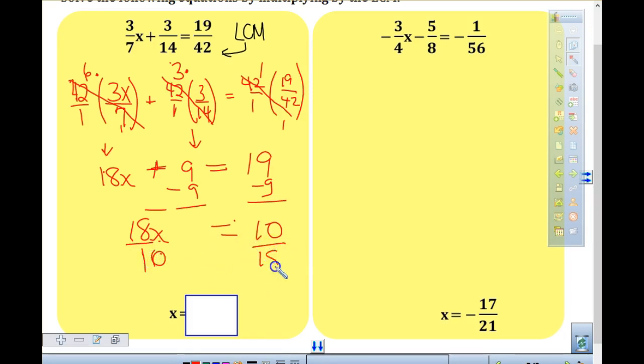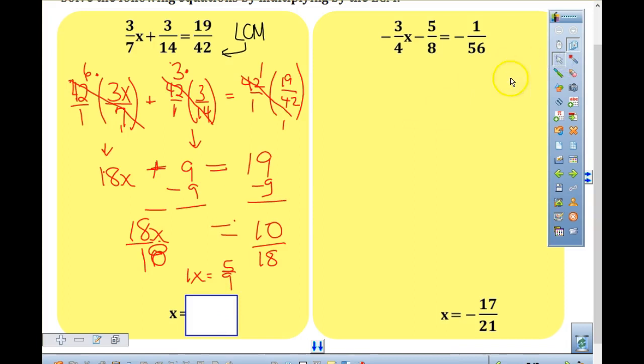10 divided by 18. And this one divided by 18 also, right? Because our goal is to get 1x. And I can divide both these by 2. So I might have 5/9 for an answer. If you left 10/18, I would count that correct on your paper. If you simplified it and put 5/9, I would give you credit for that also.